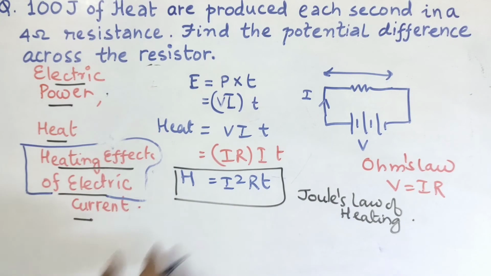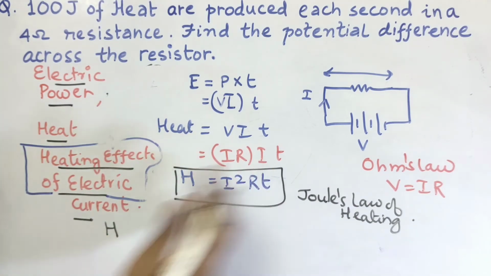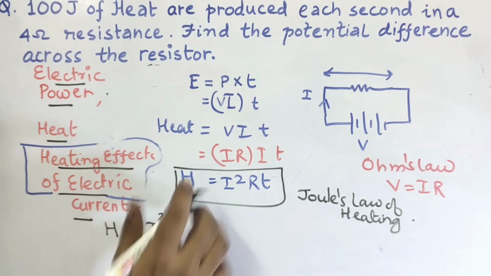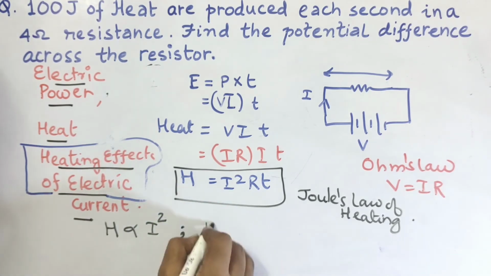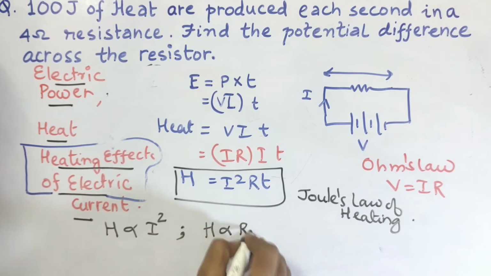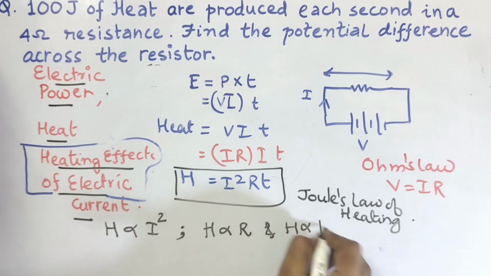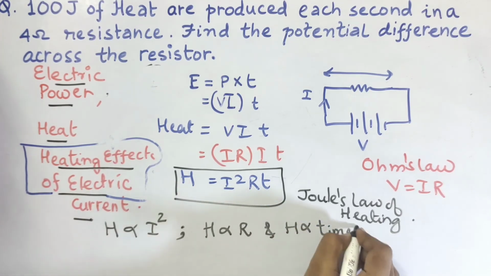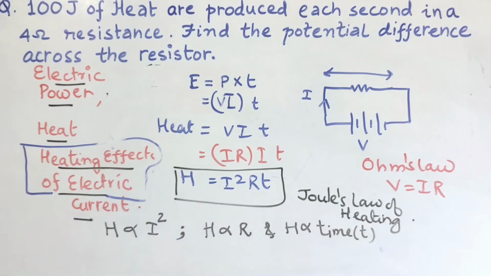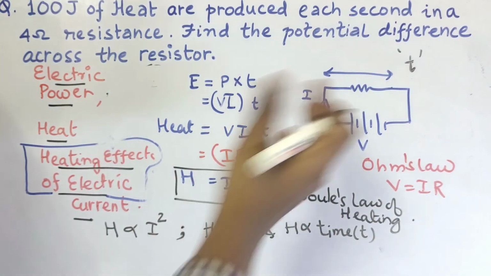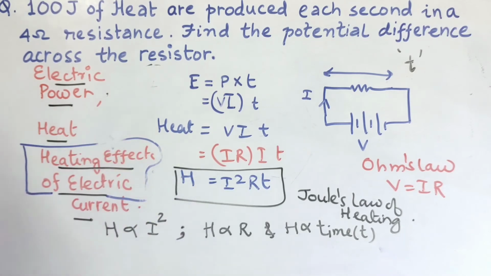According to Joule's law of heating, the heat dissipated out of an appliance is directly proportional to current square, and also directly proportional to resistance, and also directly proportional to time. So if this current I flows for time T in the circuit, then heat is dissipated out, and that heat is equal to I square RT.